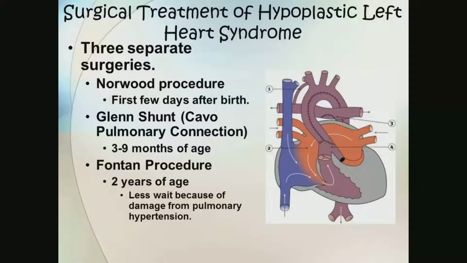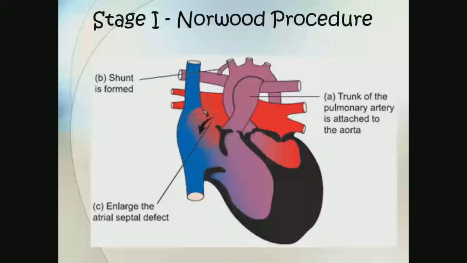We want to do it as quickly as we can to be able to reduce the amount of pulmonary hypertension that develops, but we don't want to have it done before the heart's large enough for a growth standpoint. So, stage 1 is a Norwood. And in this one case, what we do is we literally take the pulmonary artery and attach it to the aortic arch. You can see the little stitches that are there. We surgically attach it. And then what we end up doing is we don't have pulmonary blood flow anymore.